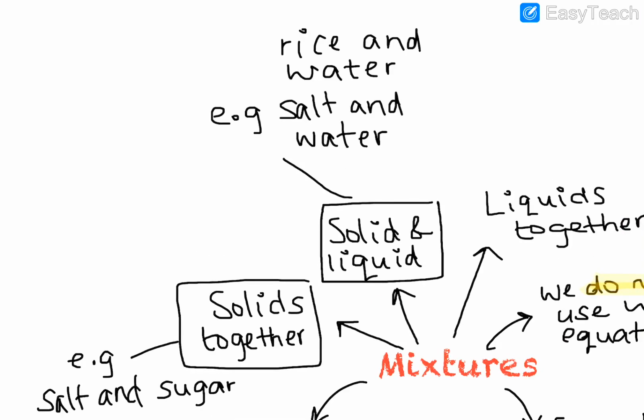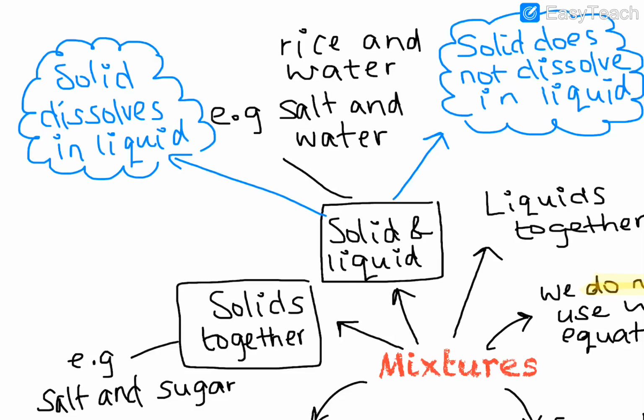Now, when we're considering a mixture of a solid and a liquid, there are two possibilities. One possibility is that the solid dissolves in the liquid, like salt and water. When you add salt to water, all the salt is going to dissolve in the water. Another possibility is that the solid does not dissolve in the water. For example, rice will not dissolve in water. So those are the two possibilities when you have a solid and a liquid together.